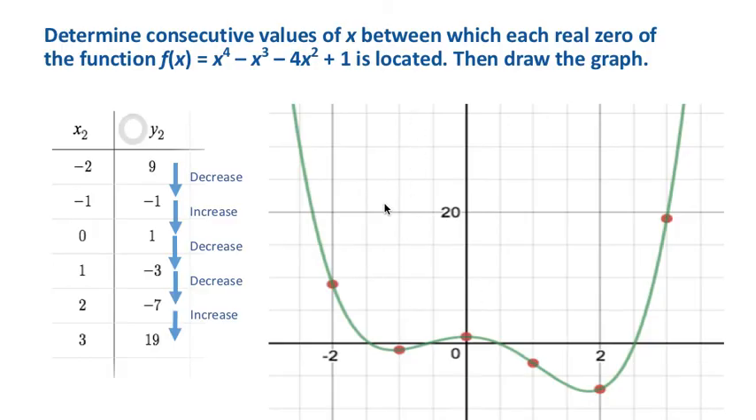I haven't done that, but I think you can do that, right? If you want to answer this question, you have to write between -2 and -1, between -1 and 0, between 0 and 1, and between 2 and 3. With a power of 4, potentially 4 zeros, and exactly 4 zeros in this case.